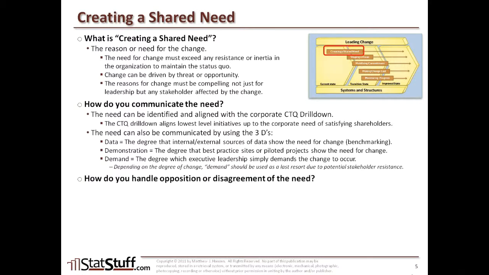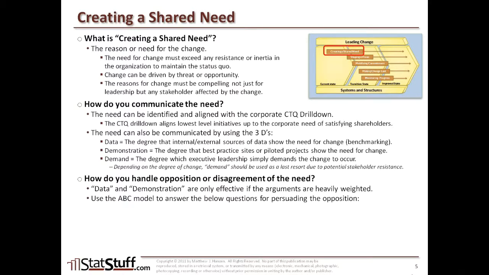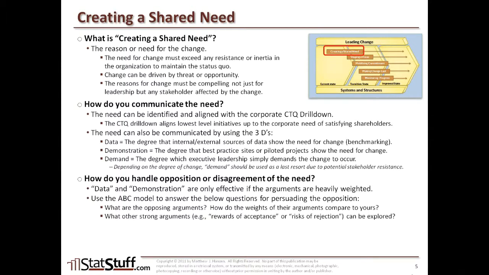So how is it that you would handle opposition or disagreement of the need? Well, data and demonstration are only effective if the arguments are heavily weighted. So if you refer back to the ABC model, that's where we can help answer the next few questions to help persuade any opposition. For example, what are the opposing arguments? And how do the weights of their arguments compare to yours? And what other strong arguments, for example, like rewards of acceptance or risks of rejection, can be explored through this? And how can your existing arguments be reinforced to give them more evidential weight?